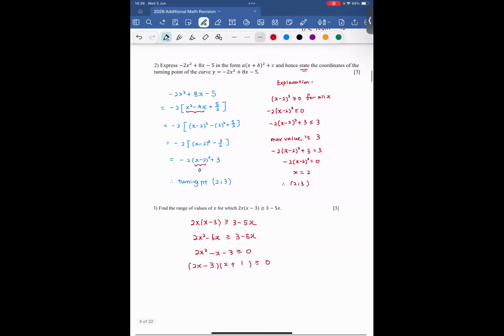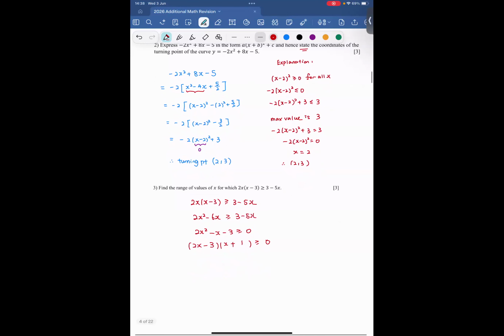Okay, after that, what do you do? You draw your number line or you draw your graph. You will know that I have a -1 here and a 3 over 2 here. Once you make the x squared positive, you will always draw a smiling face graph. If the x squared is negative, then you may draw a sad face graph. But just make it positive so that you always draw a smiling face.